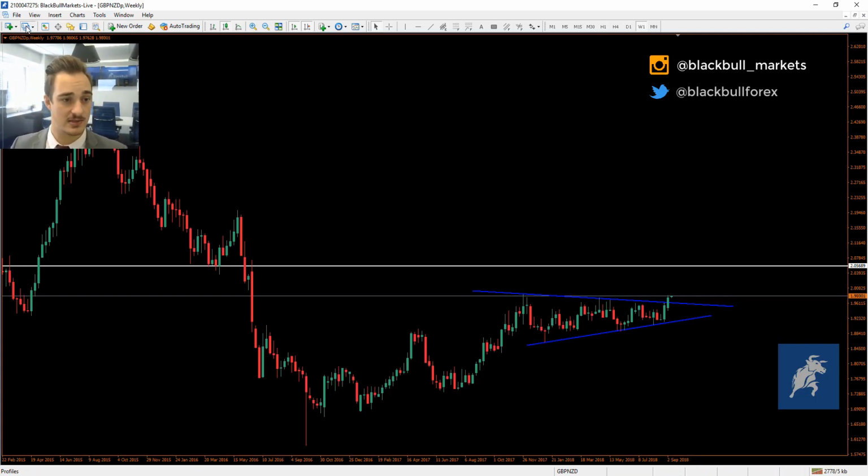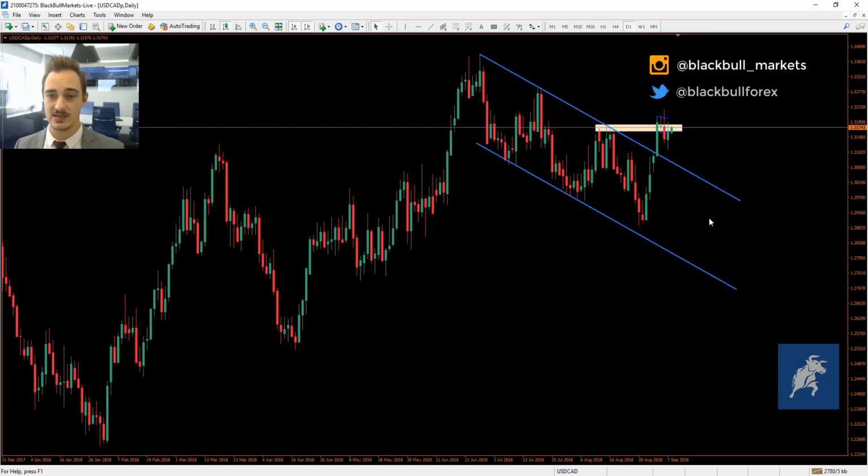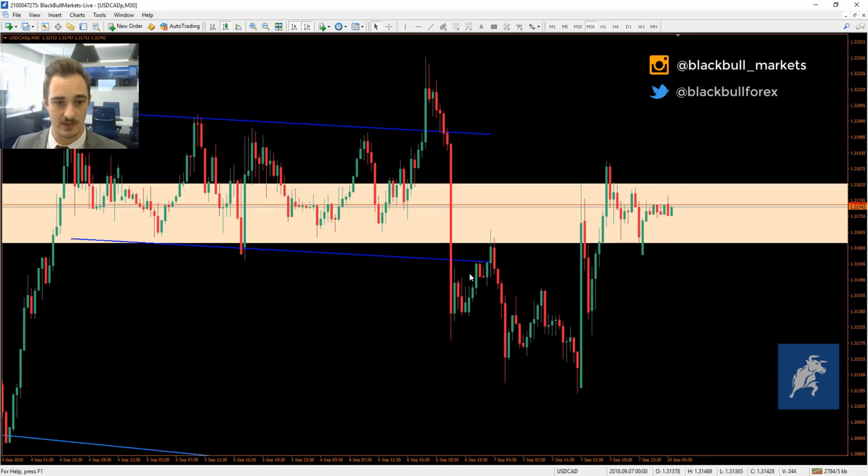The last one we're looking at is the US dollar Canadian dollar. We can see this one we were looking at this channel on the 4-hourly, or actually it was a 30-minute if my memory is correct. You can see it has not ended up too well. Well, it ended up very well for us, obviously, with non-farm payroll causing a lot of chaos in the markets.